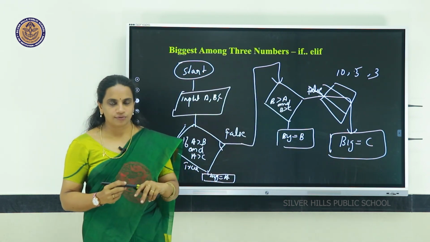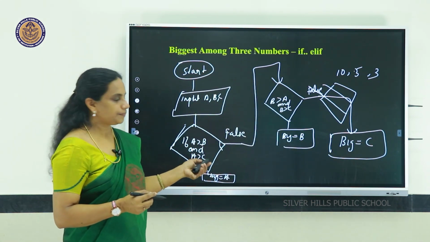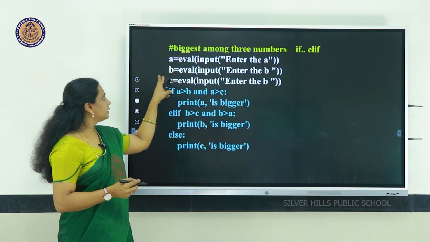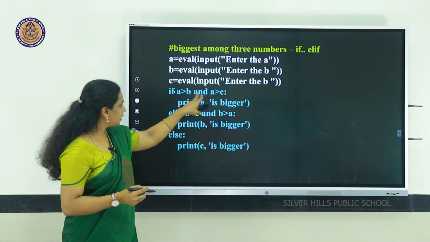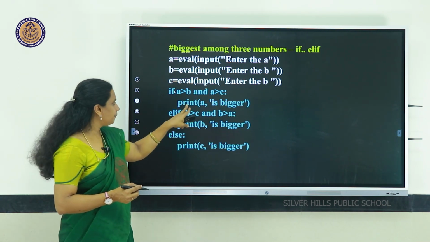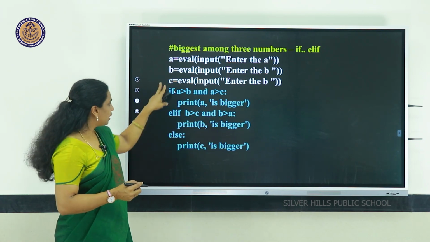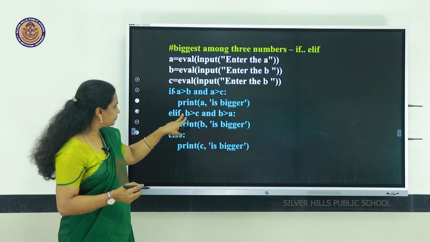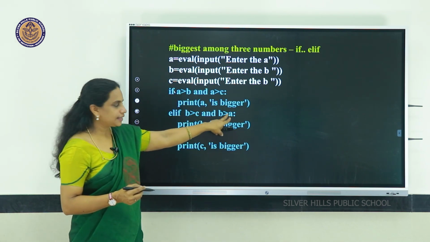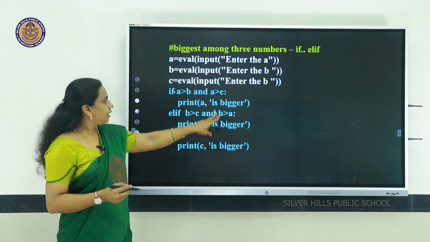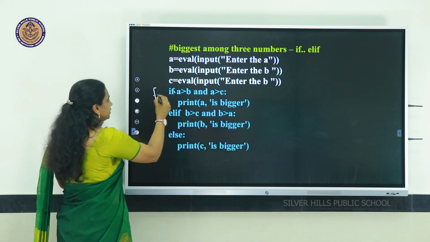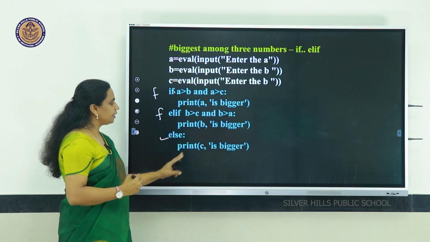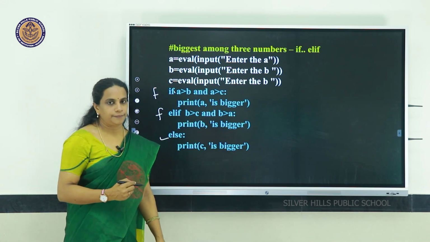This is the flowchart for finding biggest among 3 numbers. Okay. Now program part is simple. Again you have to input 3 numbers. Now you can have the condition A greater than B and A greater than C. Print A is the biggest number. Now we have joined with an elif condition, that is if this condition not satisfies, then B greater than C and B greater than A, B is the biggest number. If both the conditions fail, then this else part will be executed and C is the biggest number. Okay.